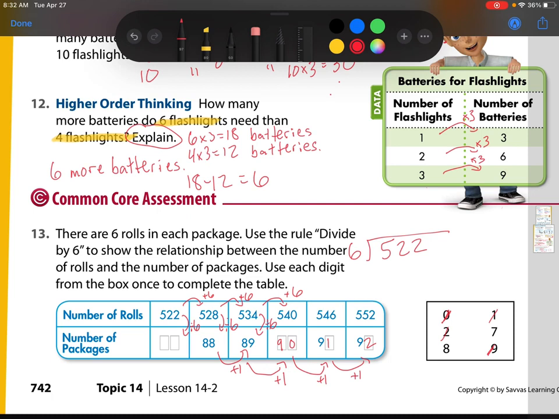So what do we have over here? Well, here we need to figure out what plus 1 equals 88, or we could do subtraction since we're going the opposite direction. 88 minus 1 is 87.